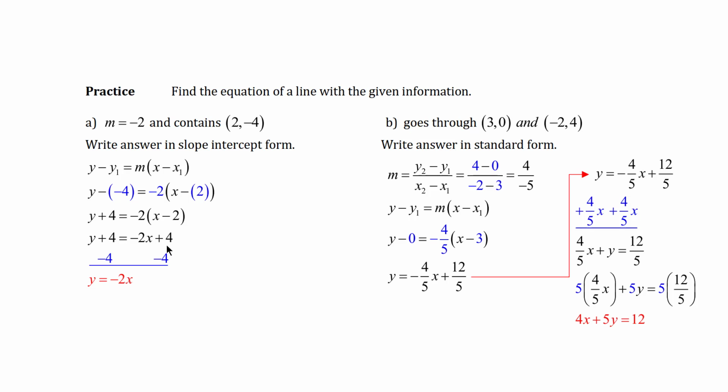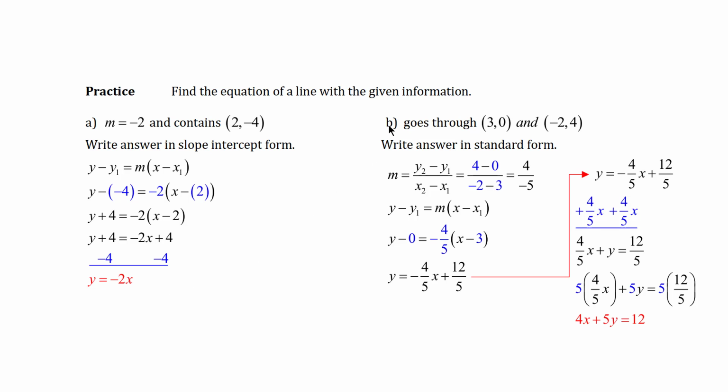Next, we get rid of the positive 4's by subtracting 4 from both sides of the equation. Simplifying the left-hand side, positive 4 and minus 4 cancels out, and we bring down the y. On the right-hand side, the positive 4 and the negative 4 cancels out, and we bring down the minus 2x. So our final answer in slope-intercept form is y equals minus 2x.